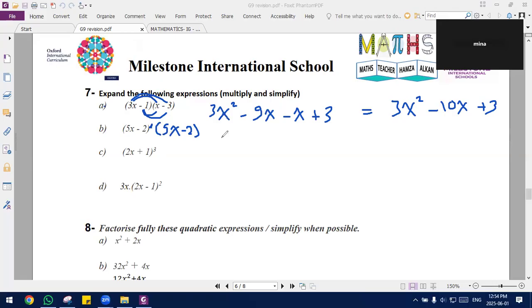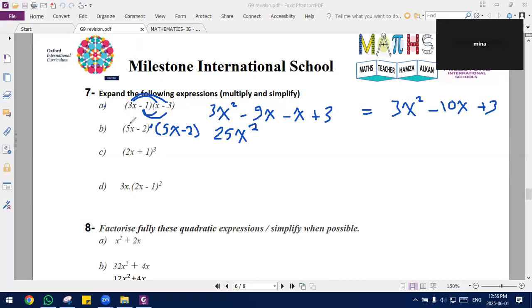Now, expand. You take the first value, you times it by the second bracket. So 5x times 5x first, which is 5x squared? I said we multiply the numbers, then we multiply the letters. 5x by 5x. We are multiplying 5 multiplied by 5, it's not 25x. 5x times 5x is 25x squared.